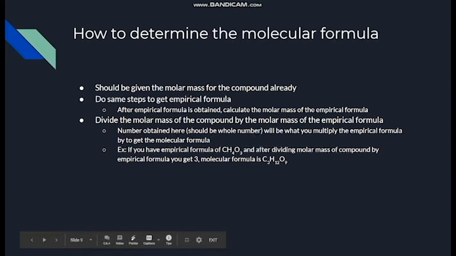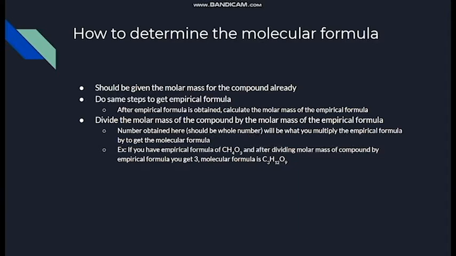Alright. Now, how to determine the molecular formula? If you want to find the molecular formula, the molar mass is already going to be given to you for the compound. We're going to be doing the same steps to get the empirical formula as before, and after the empirical formula is obtained, we're going to be calculating the molar mass of the empirical formula. Now, after this step, we divide the molar mass of the compound by the molar mass of the empirical formula. The number obtained here, it should give you a whole number, is what you're going to multiply the empirical formula by to get the molecular formula.